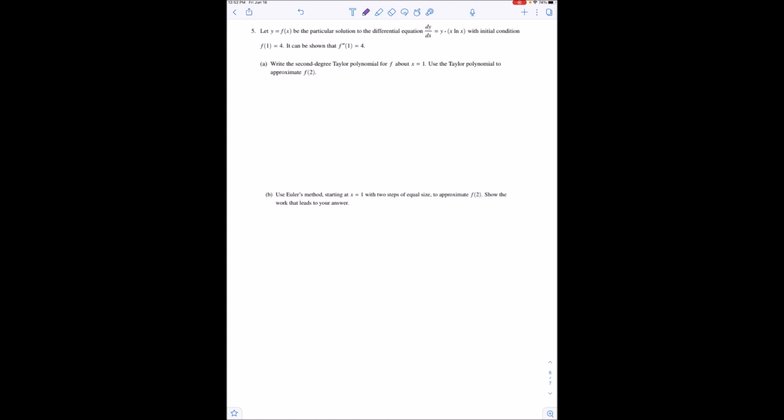So let's write out the Taylor polynomial formula for second degree. f of x equals f of a plus f prime of a times (x minus a) plus f double prime of a times (x minus a) squared over 2 factorial. Okay, so they give us f of 1 and f double prime of 1, and they give us dy/dx, which means that we can find f prime of 1. So f prime of 1 is 4 times 1 times ln 1, and since ln 1 is 0, f prime of 1 equals 0.